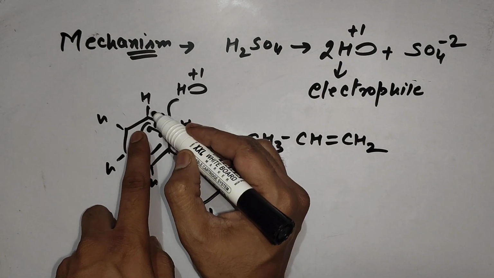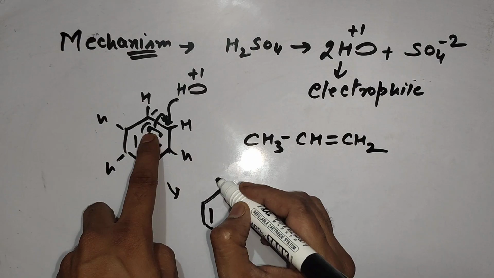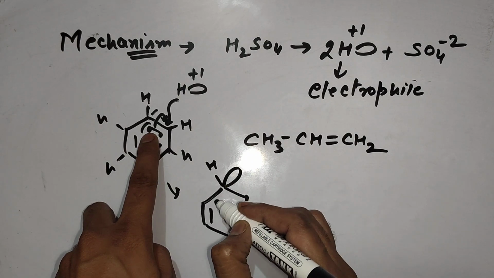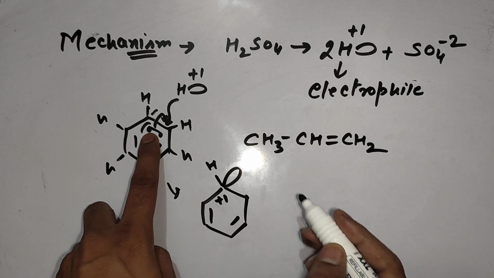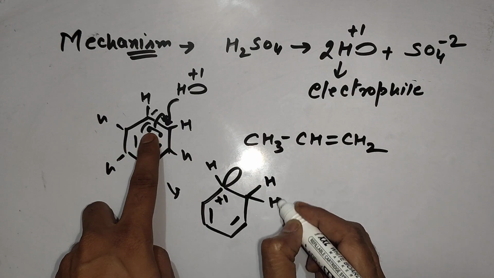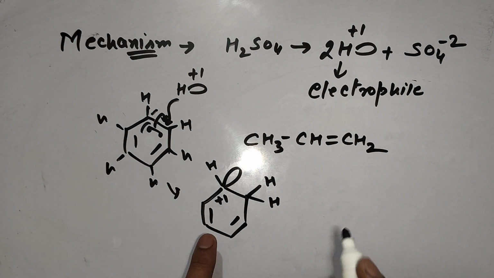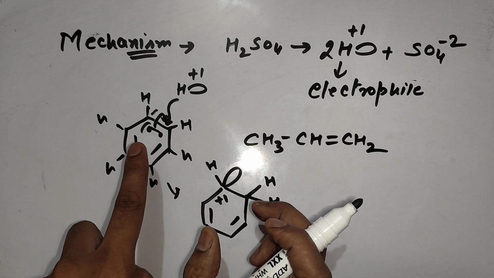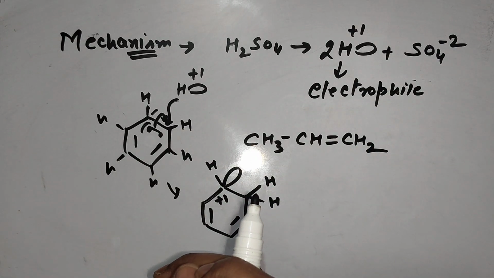Due to this, this carbon, which is losing its electron, will have a vacant orbital and will turn into a +1 charged particle, a carbocation, and here the 2 hydrogens will generate. Okay. It means the benzene ring has lost its aromatic character.